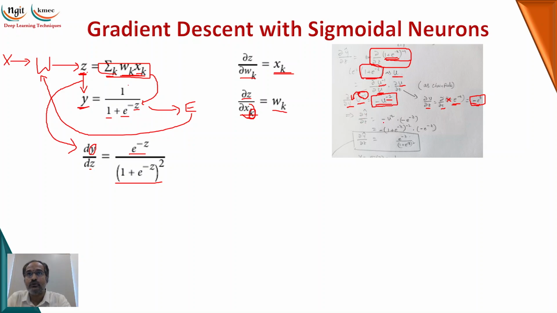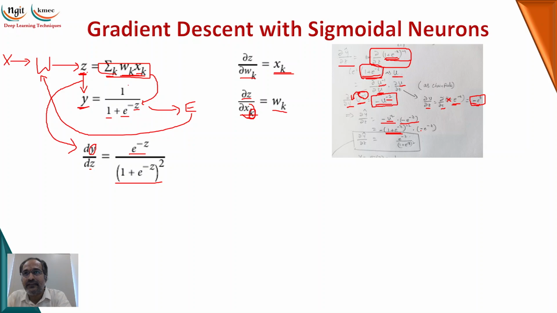So ∂y/∂z equals minus u squared, and we apply the e power term in this. Now what is u here? U means 1 plus e^(-z). So we are taking (1 plus e^(-z)) to the power minus 2, into minus e^(-z).